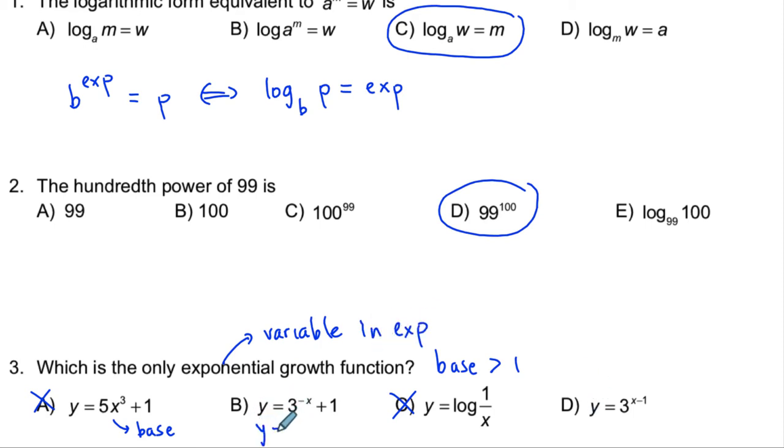And in the case of b, we have 3 to the negative x, which is 1 over 3 to the positive x. So in part b, we have that the base is equal to a third, which is between 0 and 1, so this is exponential decay. And in part d, we have the base is equal to 3, so we have exponential growth for part d.